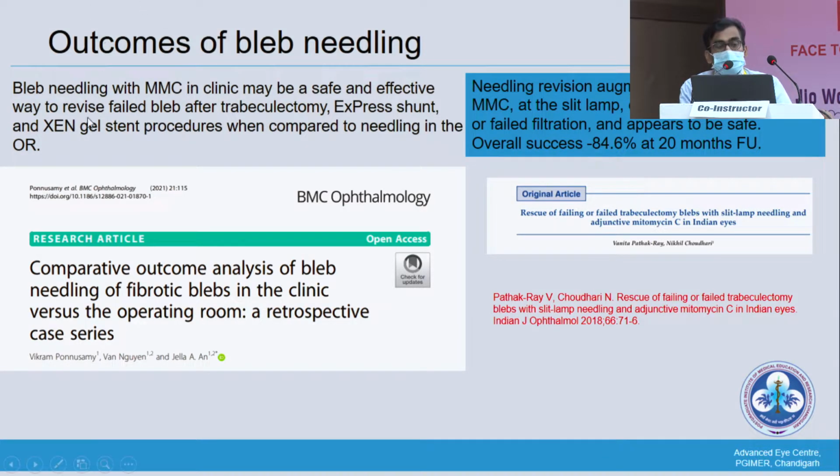In this article, they compared an office procedure and an OR procedure. Some surgeons do a clinic procedure. They found that both are equally good to rescue the failed bleb. There is another study from Dr. Vanida and her group. They rescued trabs with a success rate of 84.6% at a follow-up of 20 months, that is more than 18 months follow-up.